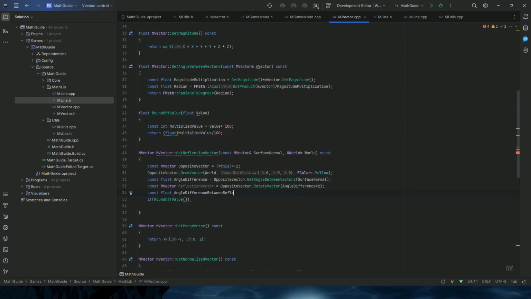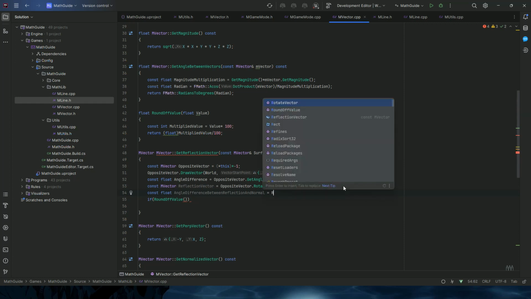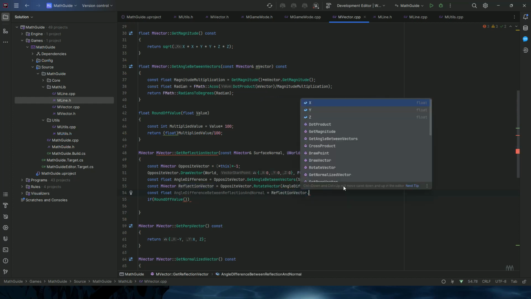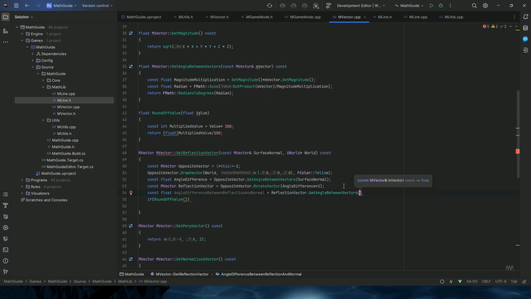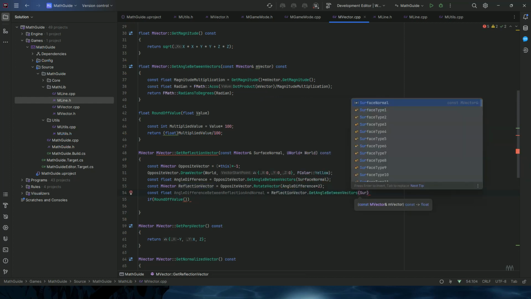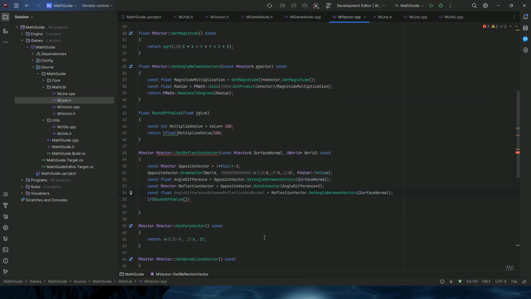reflection and normal is equal to the angle between the reflection vector and the surface normal. We have already created this functionality, so we can easily use that.